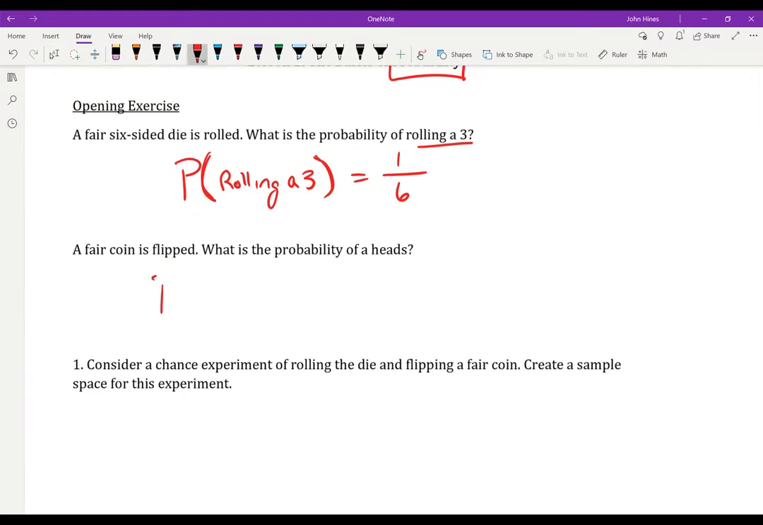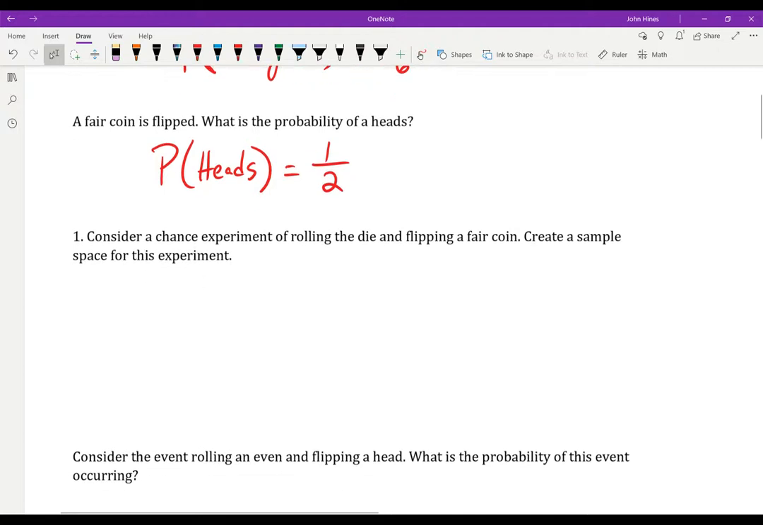A fair coin is flipped. What is the probability of getting a heads? So the probability of flipping heads, the probability of heads is, well, hopefully you realize that's 1/2. So consider an experiment where I'm rolling the die and then flipping the coin. What's my sample space for this experiment? So a sample space is all the outcomes. What outcomes can I have during this experiment here? So I'm going to roll the die and flip a coin.